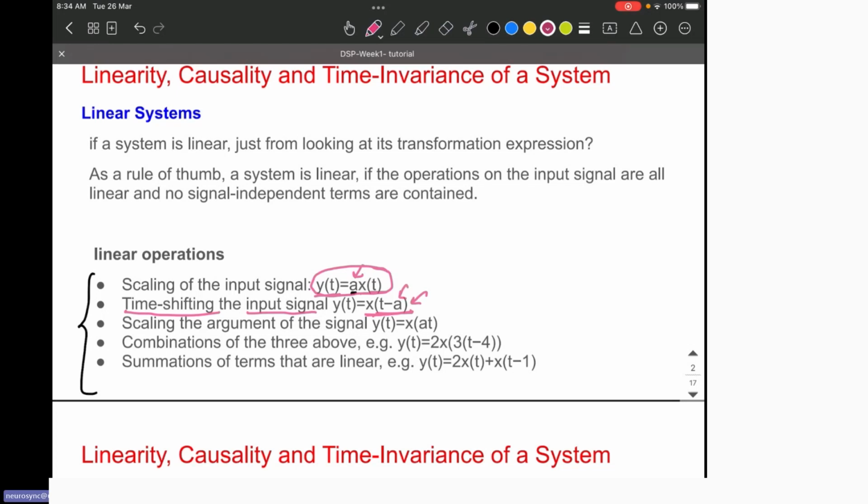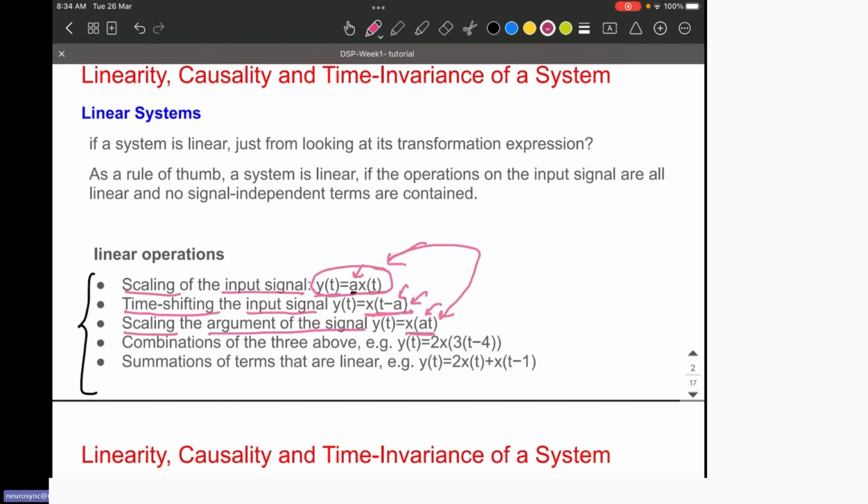Now, scaling the argument of the signal. Here is also a scaling. Now this is the scaling of the input signal, and this is the scaling of the argument of the signal. This is represented as x of at. Scaling the argument means the scaling factor a is multiplied with the independent variable t. You have to remember the difference between these two.